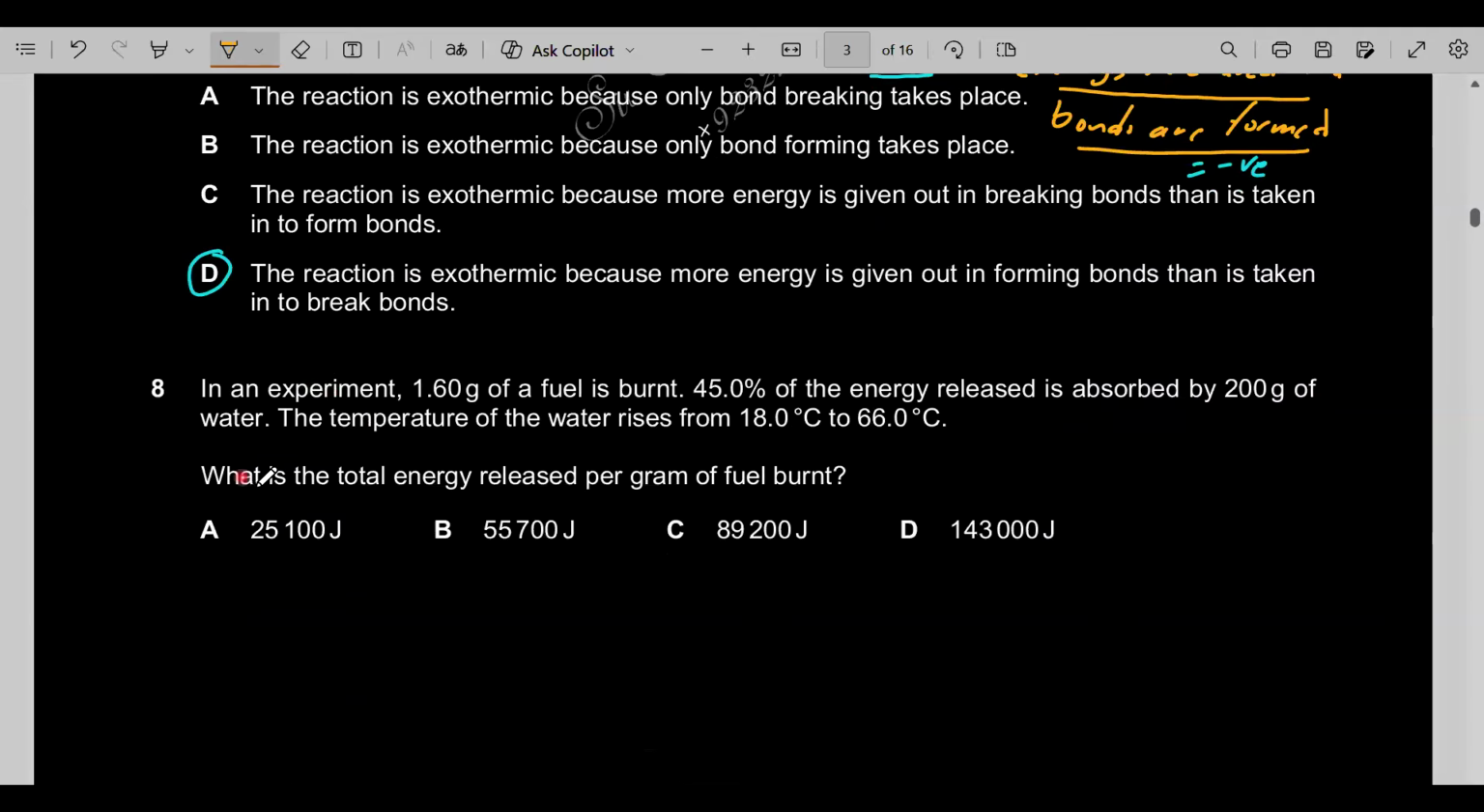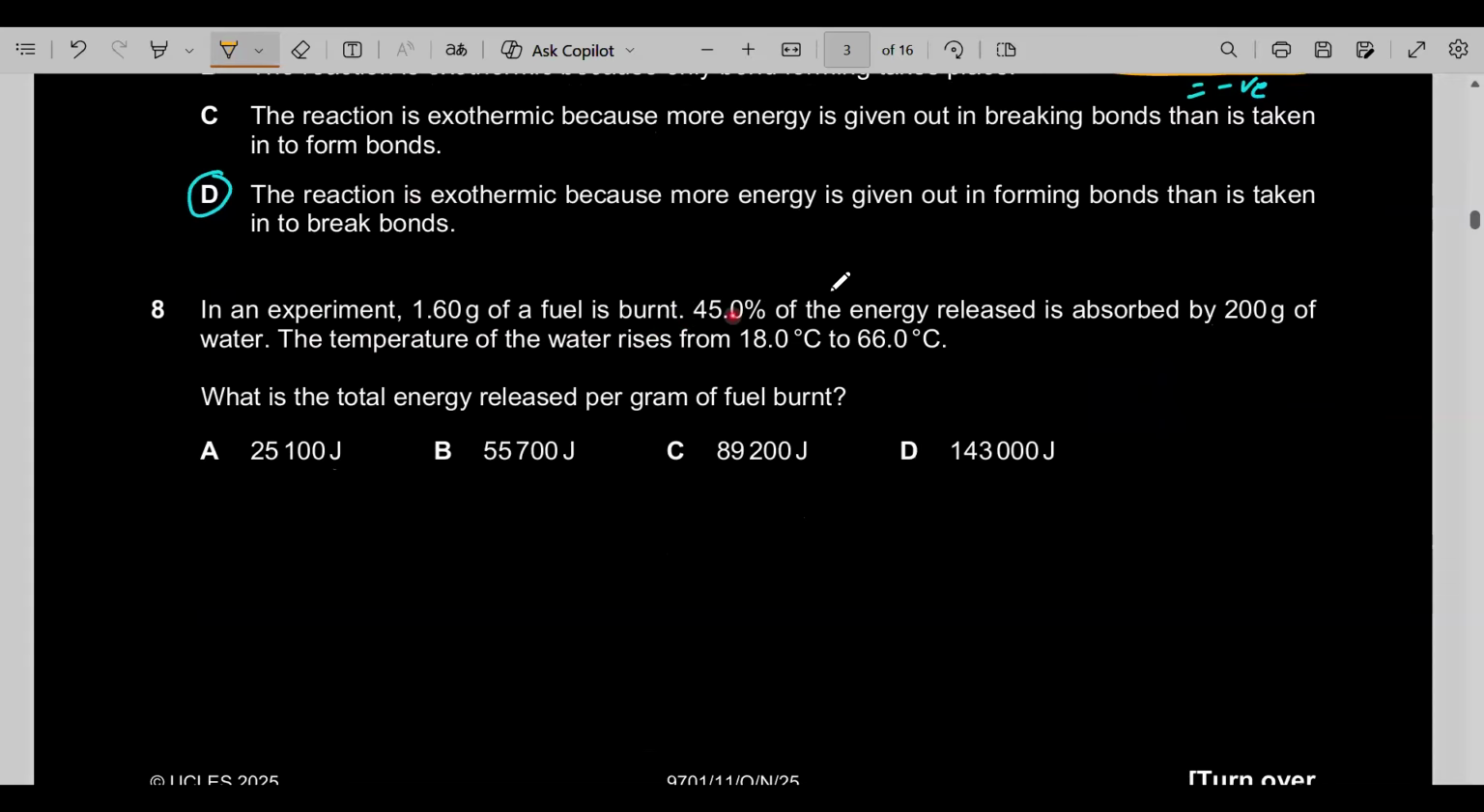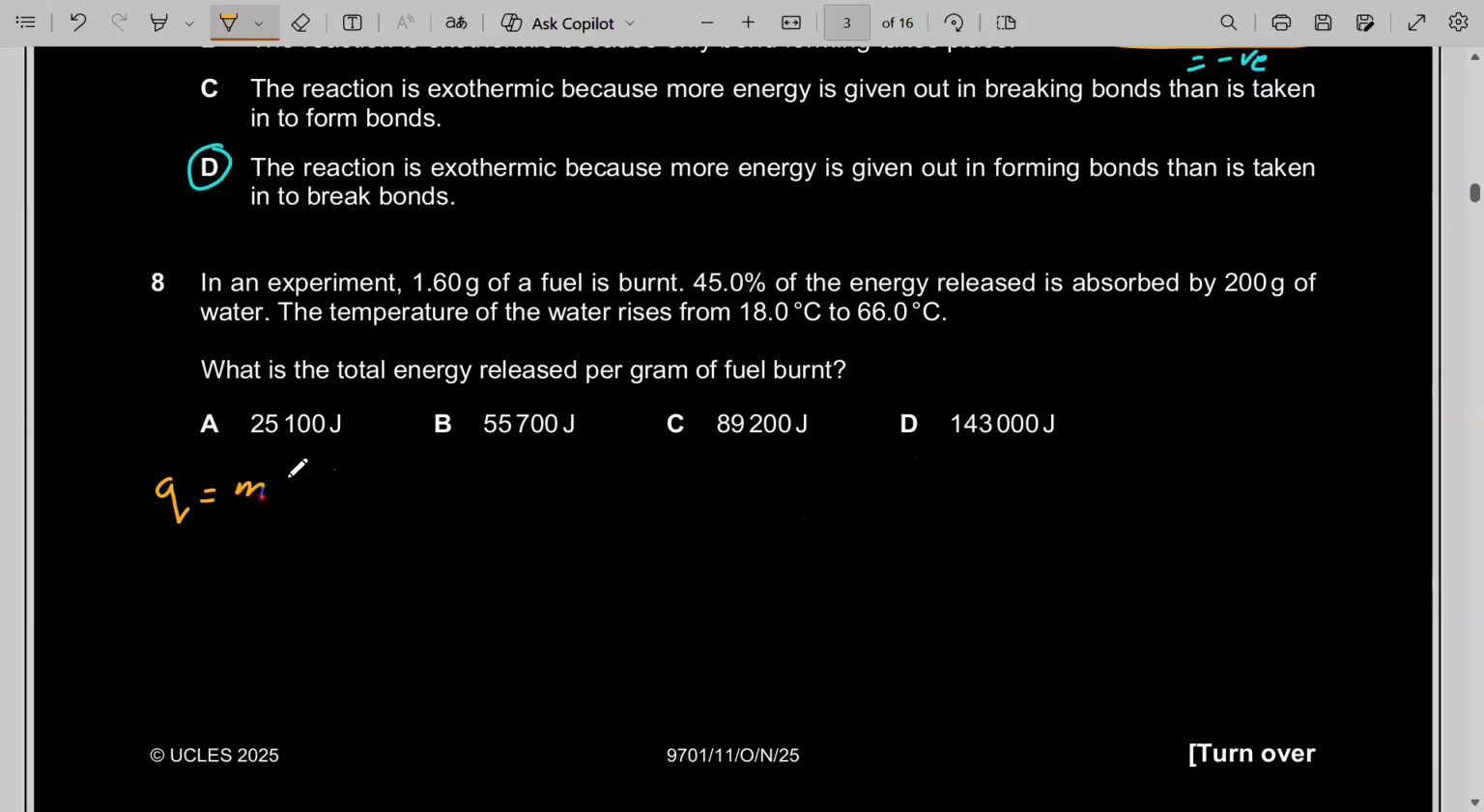Now, question number 8. In an experiment, 1.6 gram of a fuel is burned, 45% of the energy released is absorbed by 200 grams of water. So we just do the calculation. We have the formula Q is equal to MC delta T. The mass here belongs to the water, so M equals 200 gram. The constant C is the heat capacity, which has a value of 4.18, which you can find from the data section at the end of the paper.